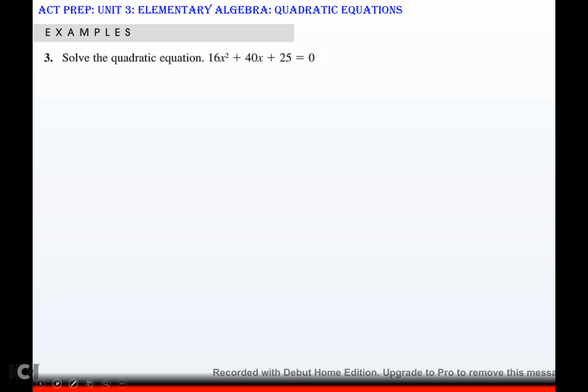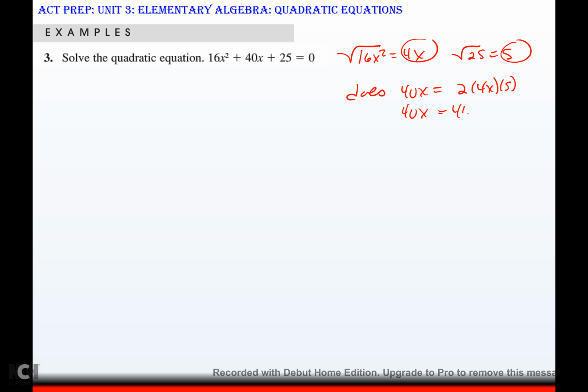Alright, so if we solve this one, again, we already factored it. This one was one of the perfect ones. Alright? We said we checked the ends. The square root of 16x squared is 4x. The square root of 25 is 5. And then we checked the middle. Does 40x equal 2 times these two guys? 4x times 5. And yes, that's true. 40x equals 40x. Alright, so I know that this is going to be a perfect square with a plus, and my terms are going to be 4x and 5. So 4x plus 5 squared equals 0.